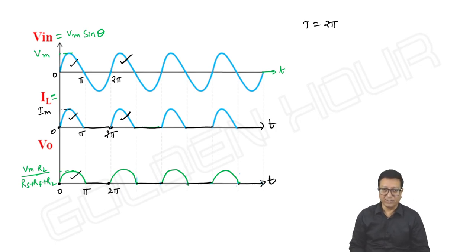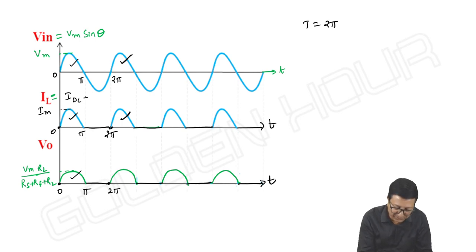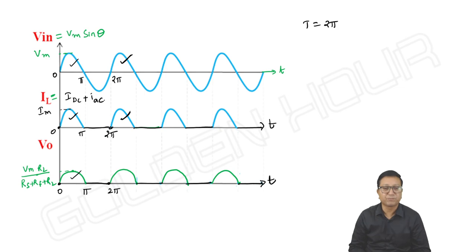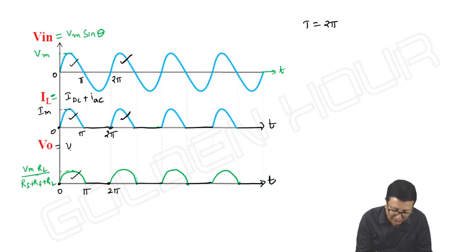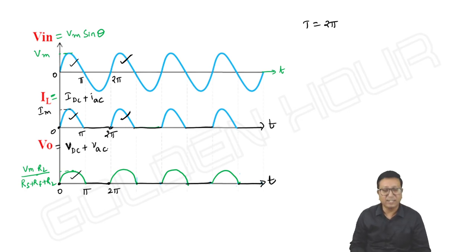According to the Fourier series, IL can be expressed as a sum of an infinite number of sine and cosine waves along with a DC term, or a combination of DC and AC. V output can also be written as a combination of DC and AC. The waveforms are similar, they only have different amplitudes.